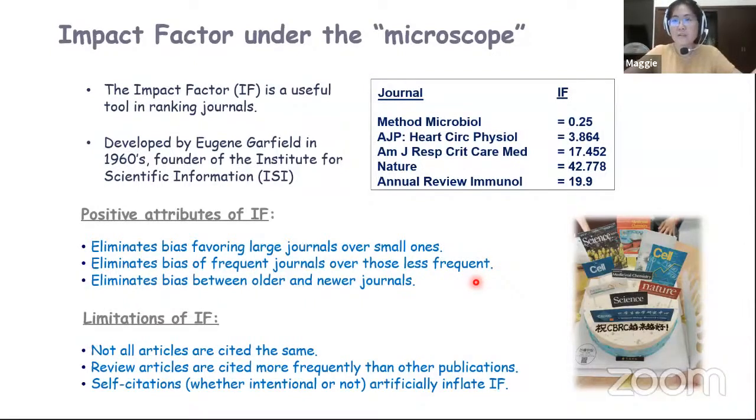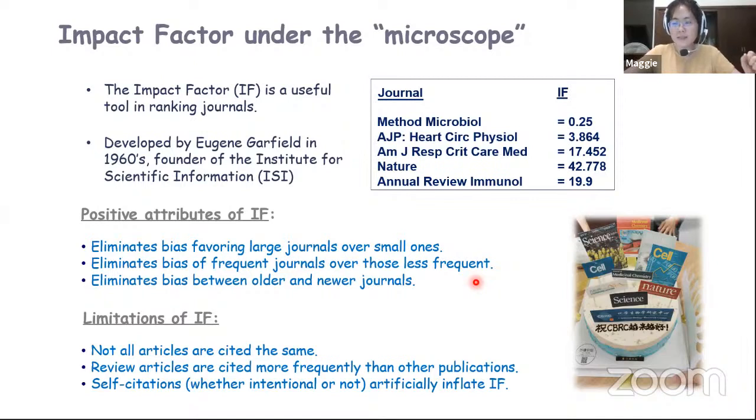So the first limitation of the impact factor is that not all articles are cited the same. If the manuscript types in two different journals differ, with one including reviews and the other not, that can cause a bit of bias in the ranking.